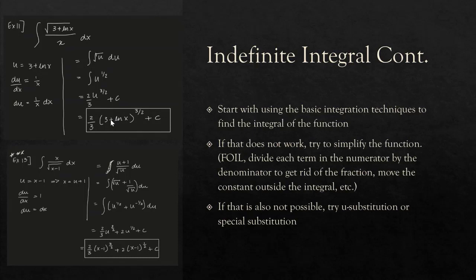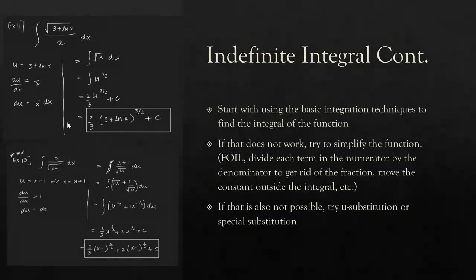And when I say divide each term in the numerator by the denominator to get rid of the fraction, let's say you have (3x squared plus 2x squared) divided by 3x. Then you can just divide 3x squared by 3x plus 2x squared by 3x, and that way you can simplify further to integrate. And if all those do not work, then you're going to do u substitution or special substitution. So let's look at the two examples on our left.